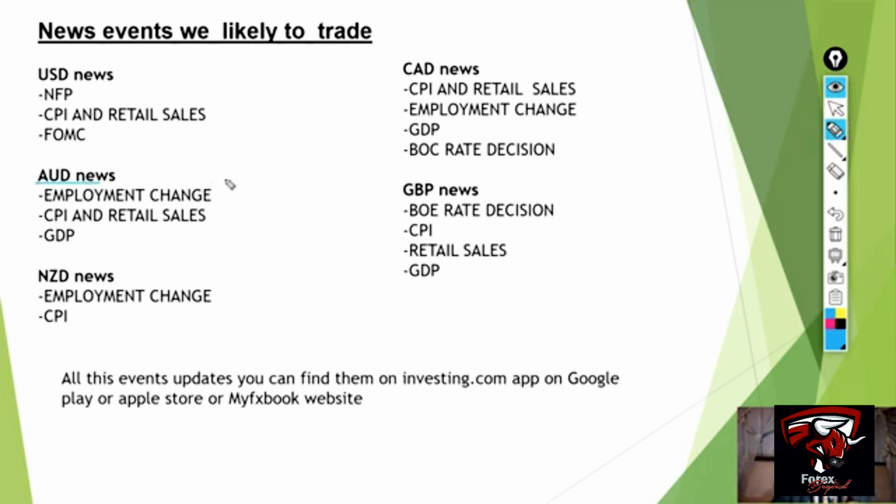Now, on the AUD news, firstly, we have the employment change, which is similar to the USD news, meaning when there is employment change, we're focusing on how many people are working and how many people are unemployed, because we want to identify how many people actually contribute to the economy of Australia. So secondly, we have the CPI and the retail sales, which is also focused on consumer spending, which is important too. Then lastly, we have the GDP here.